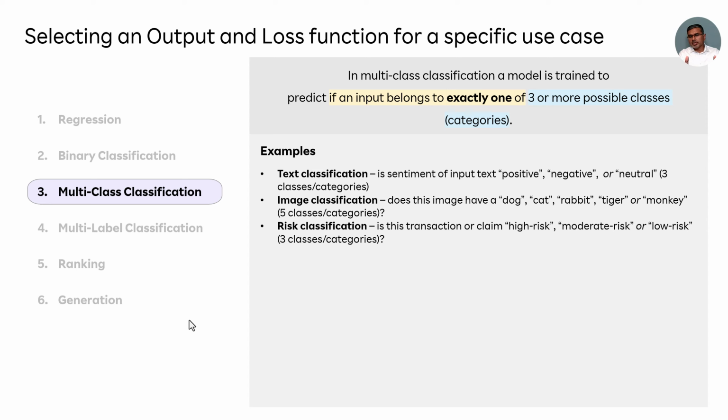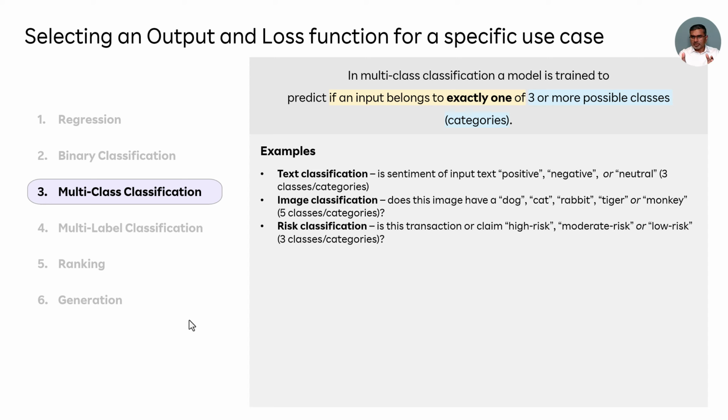So let's say that I want to give it an input text, and I'd like for the model to predict whether the sentiment that is captured in the text is either positive, negative, or neutral. So three classes. It has to classify into one of these three.